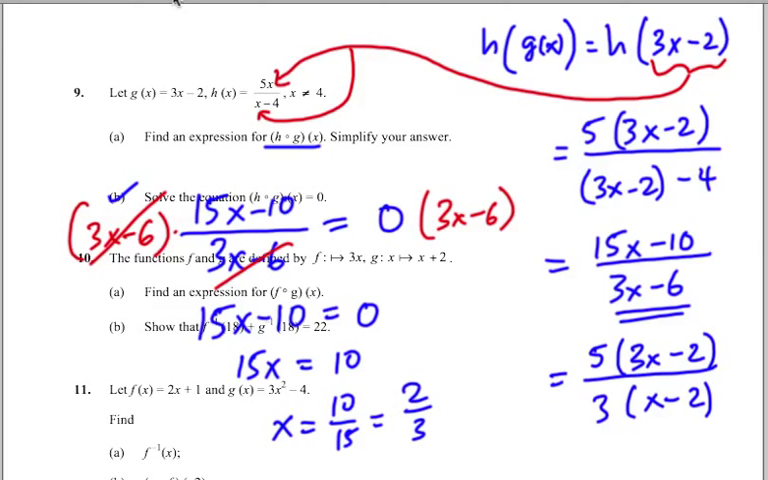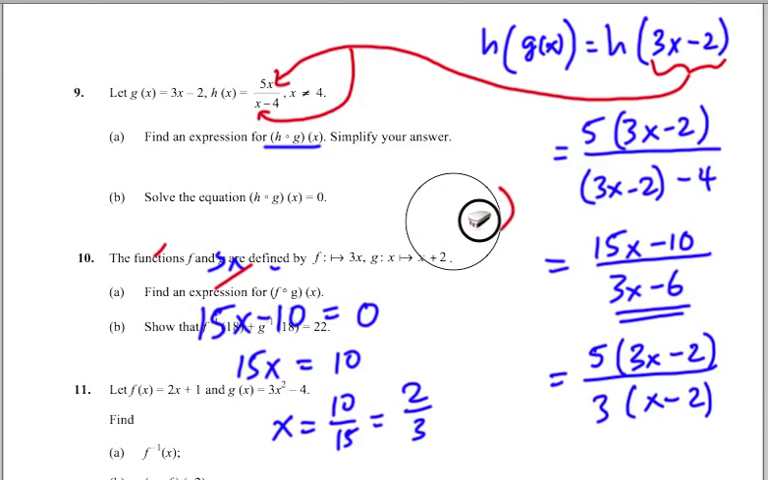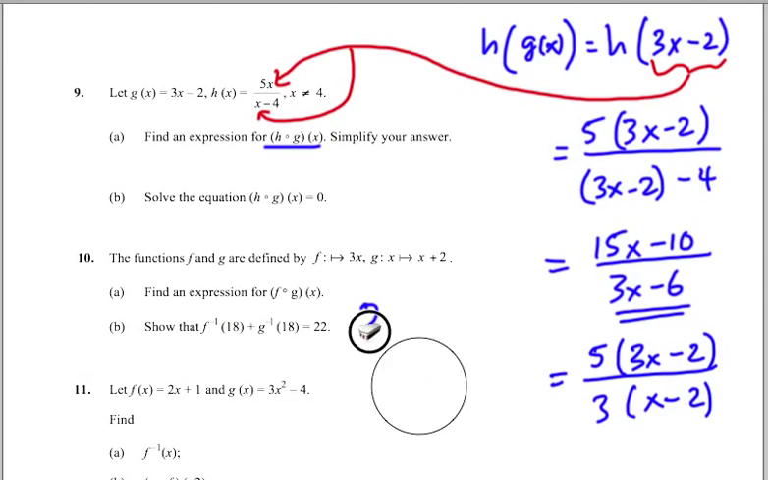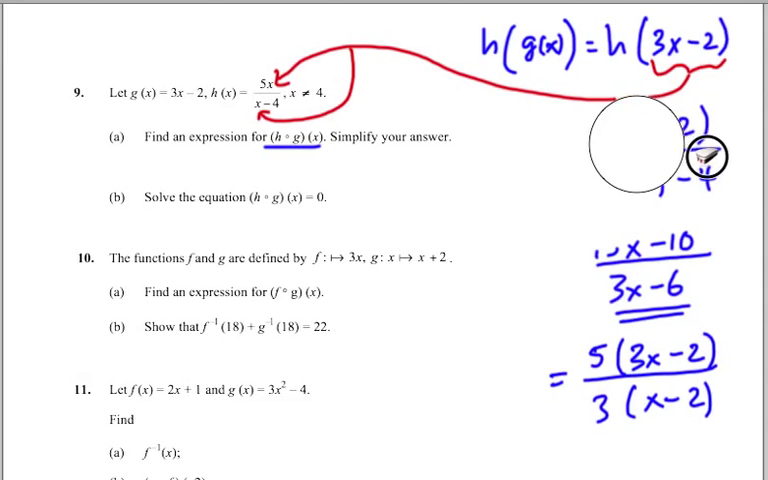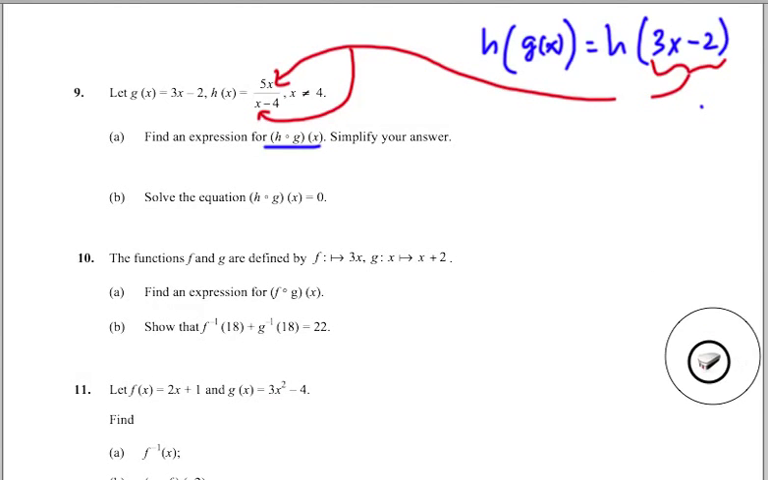Okay, I'm going to erase this because I need to make room for number 10, but you can always scroll back and see how I got the solution for that. So I'm just going to erase this right here. Okay. X is equal to 2 over 3. Okay, let's go on to number 10.